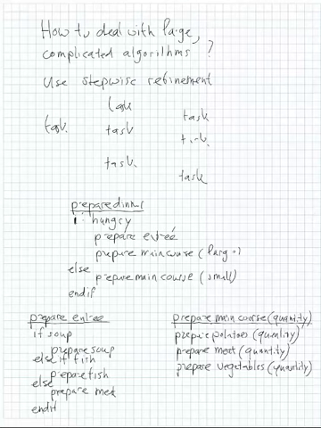The algorithms I've shown until now are very short and straightforward. But how can you deal with a large and complicated algorithm? The answer is to use stepwise refinement. It works as follows. Suppose you have a particular task and you realize yourself that it is too much to write down in one algorithm.